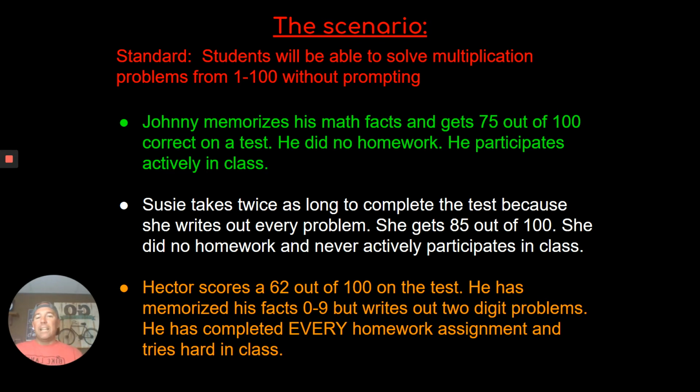Do we know that Johnny got the easy ones right or the hard ones right? What about Hector? Did Hector struggle with the simple problems, or did he struggle with the more complex problems? Do we know what these assessments really look like? And again, do we have enough information to make any informed decisions going forward?